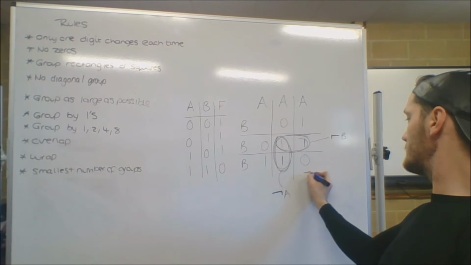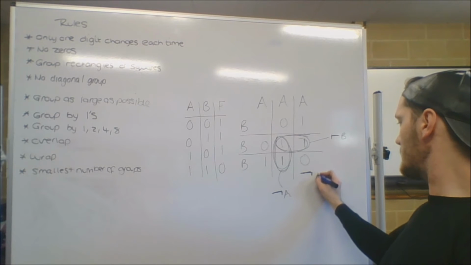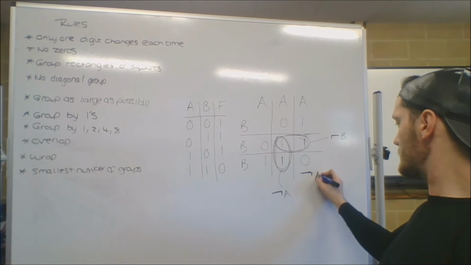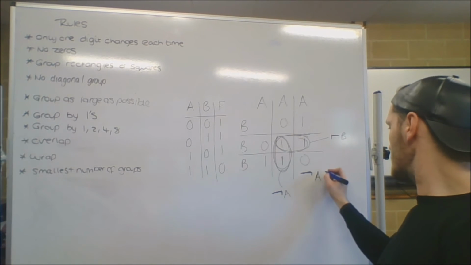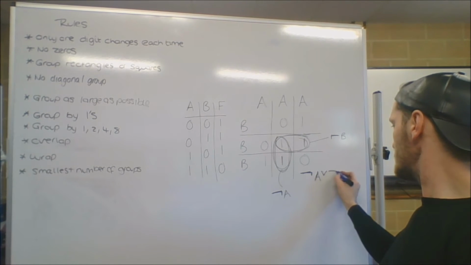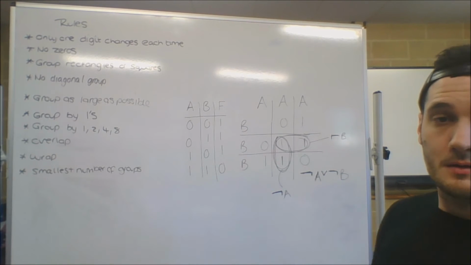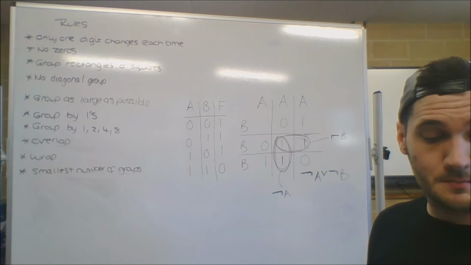So that truth table as a Kmap, as an expression, now becomes, let's make that nice and big, not A or not B. Not A or not B.